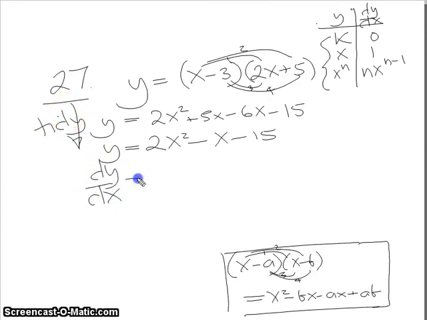Just as before, so differentiating both sides then, dy/dx. Differentiate this, you get 2 comes down, 4x to the 1. And then x goes to 1 up here, so it's minus 1. And then constant, any constant goes to 0, so you got minus 0. Yeah, so then just tidy that up then. dy/dx equals 4x minus 1.